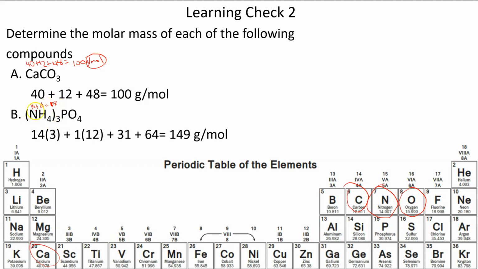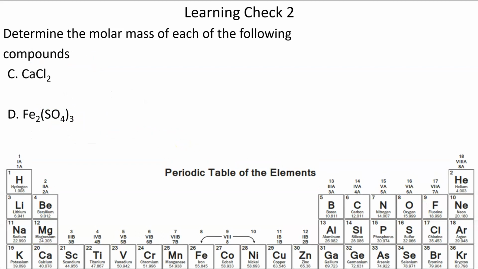So you could do it this way, where you just add it together and then multiply this whole thing times 3. Or just do it individually, 3 times N, 3 times 4, which is 12, which is what I did down here. Either way is fine, and it's not a big deal. Plus 31 for the phosphorus, and then 4 times 16, which is 64 for the oxygen, so you get 149 grams per mole. That's how you would get your value.